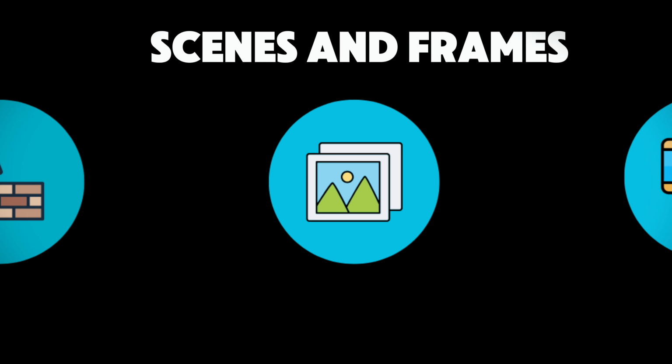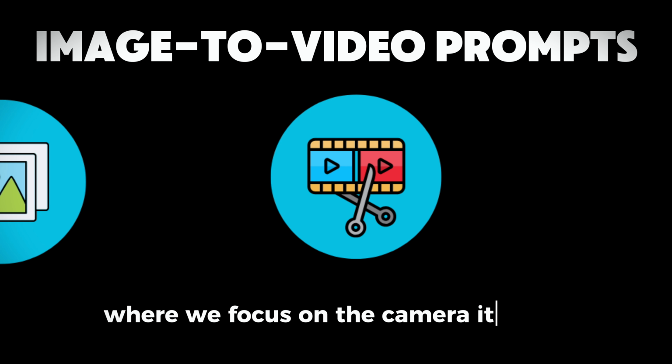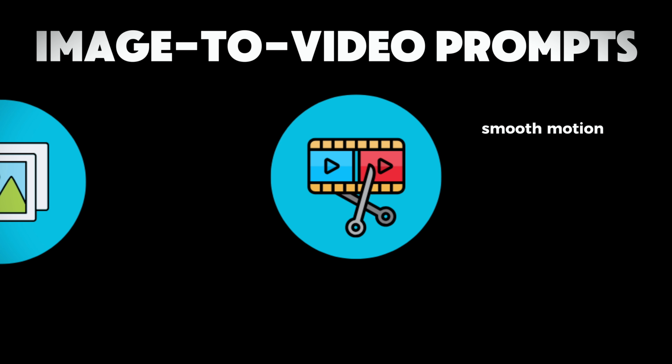Second, prompts to build your scenes and frames. These are where the story comes alive, with different starting points, new settings, and camera angles for more dynamic storytelling. And third, image to video prompts. This is where we focus on the camera itself, smooth motion, perspective, and flow, so our static scenes start feeling like actual video.